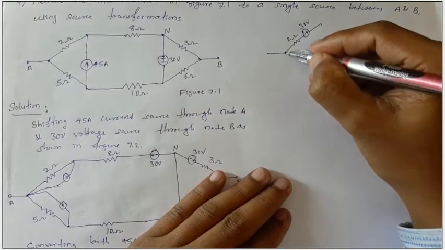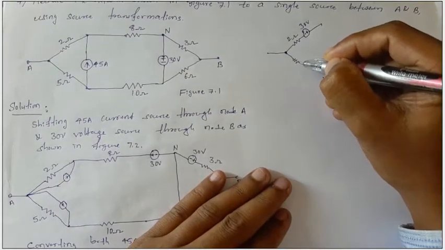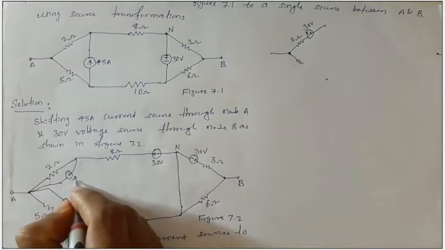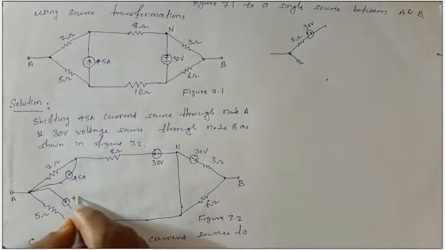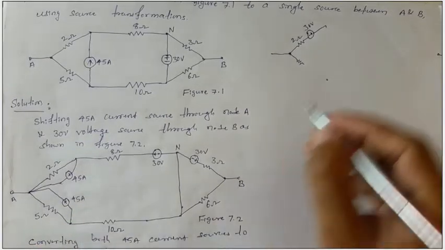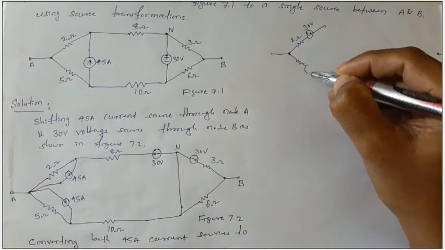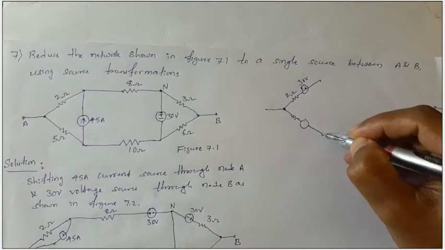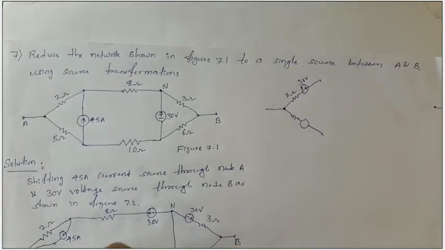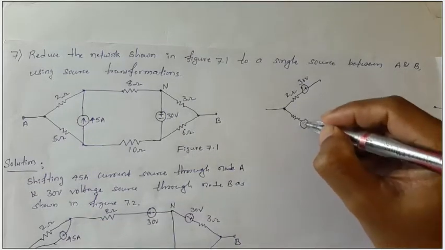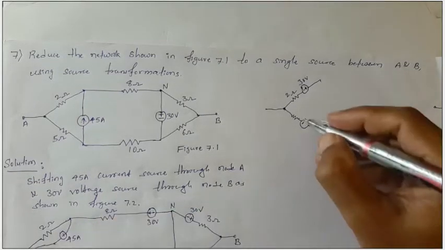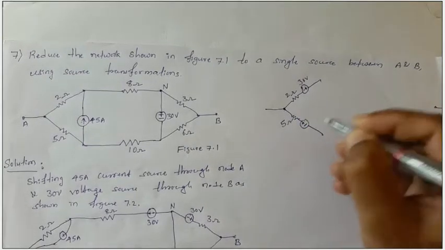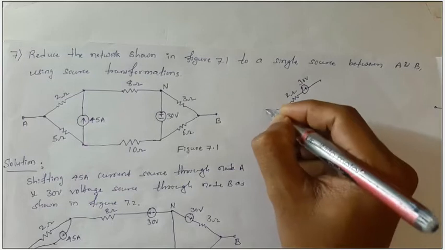here there is already one resistance, a parallel resistance. After converting this current source, which is 45 ampere, it will come in series with the voltage source. It will come in series. Because the current direction is downward, this will be upward, this is positive and this is negative, this is 5 ohm and this is 30 volts, and this end is A.